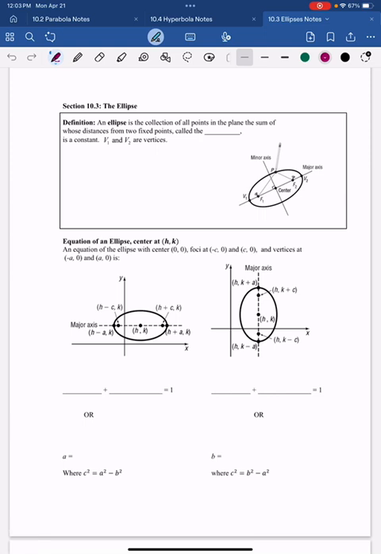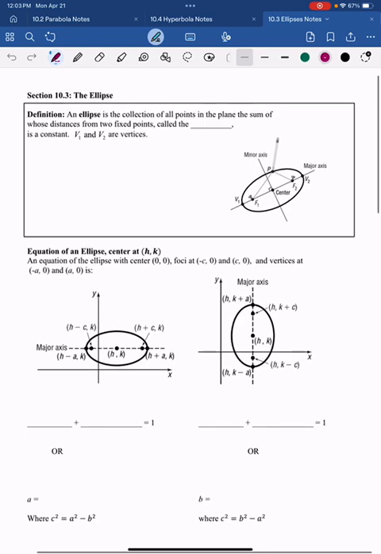Okay, so ellipses, I think you're going to find, are way easier than parabolas. By definition, an ellipse is the collection of all points in the plane whose distances from two fixed points, called the foci, sum to a constant. I know that's strange. It's the plural of focus. Right, that's called the foci.